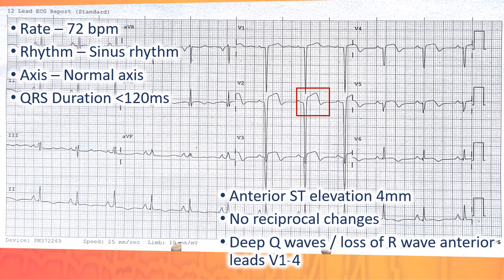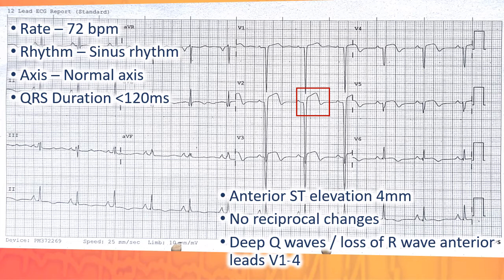So the rate is 72. We have sinus rhythm, normal axis, normal Q restoration. Look at the anterior leads. We have some ST elevation extending from V1 to V5 for a maximum of about 4 millimeters.